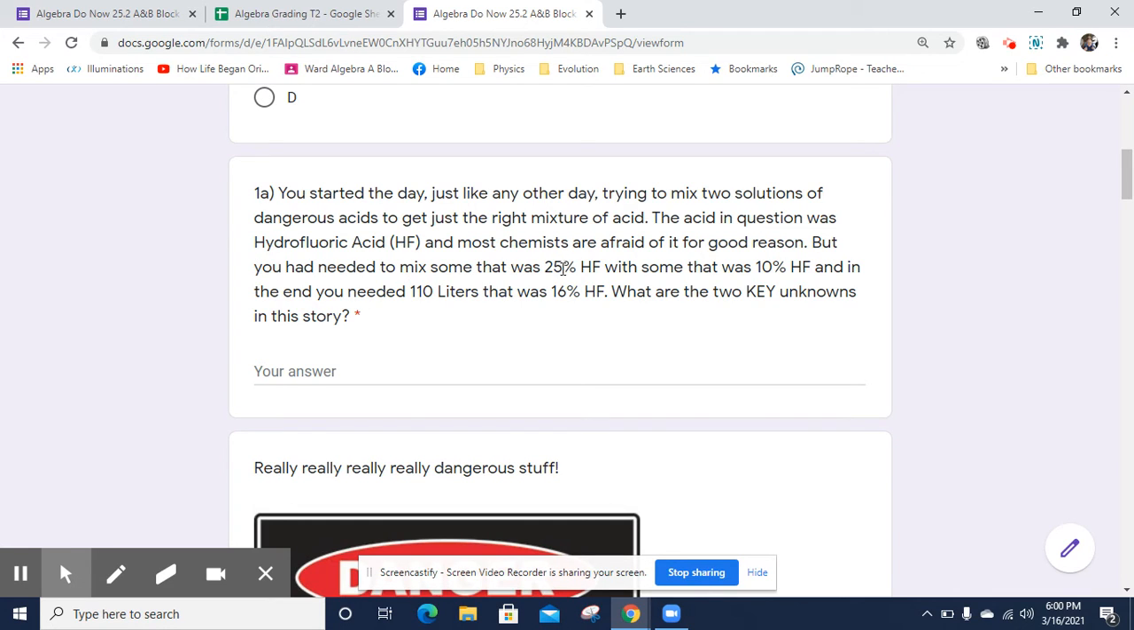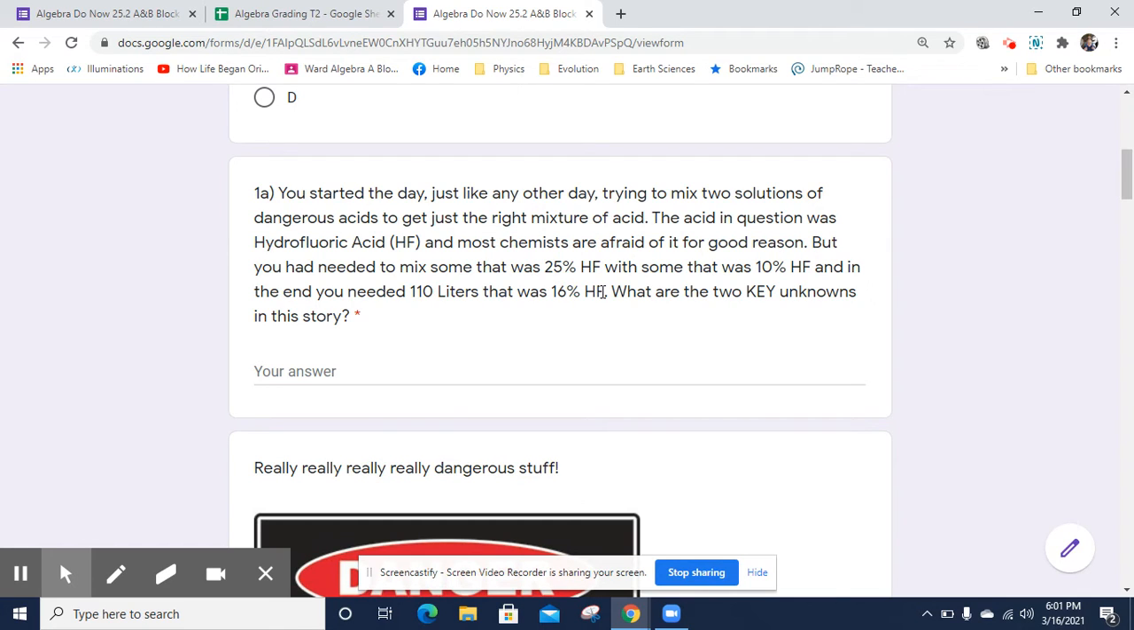So you wanted to mix some 25% hydrofluoric acid, HF stands for hydrofluoric acid, and some 10%. That means water that is 25% hydrofluoric acid and water that is 10% hydrofluoric acid. It's a solution, actually, not to be confused with a solution in a system. However, systems of equations are quite frequently used to solve these problems in chemistry. So in the end, you need 110 liters that was 16% hydrofluoric acid.